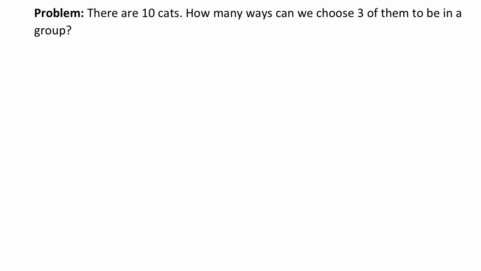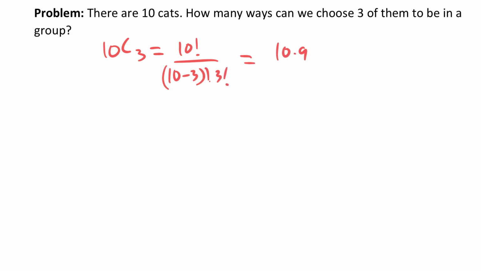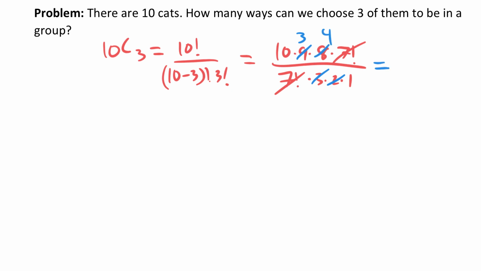All right, so you should have 10C3, which is 10 factorial over 10 minus 3 factorial, 3 factorial. 10 times 9 times 8 times 7 factorial over 7 factorial times 3 times 2 times 1. We cancel the 7 factorials. The 3 is going to cancel with the 9 to give 3. The 2 cancels with the 8 to give 4. So now we have 3 times 4 times 10. So that's going to be 120. So that's how you do it without a calculator.